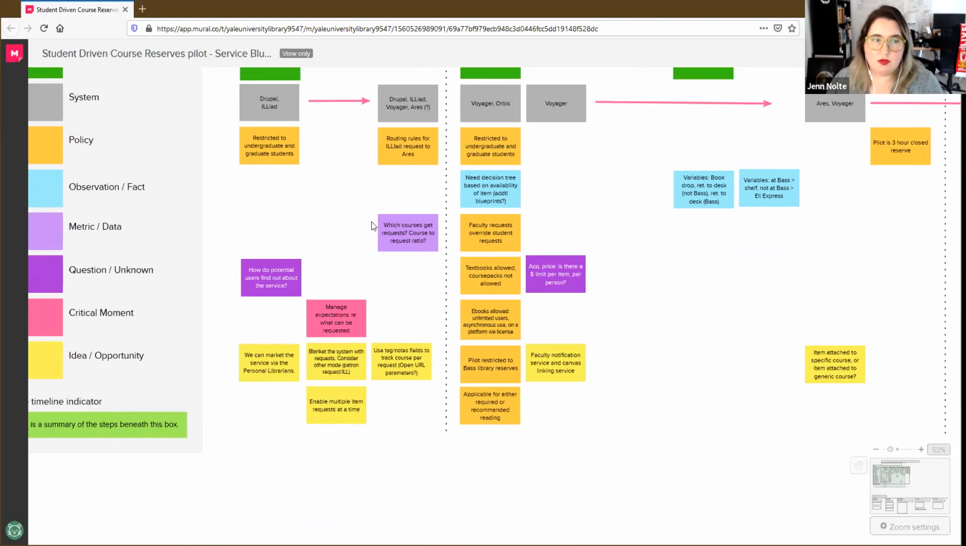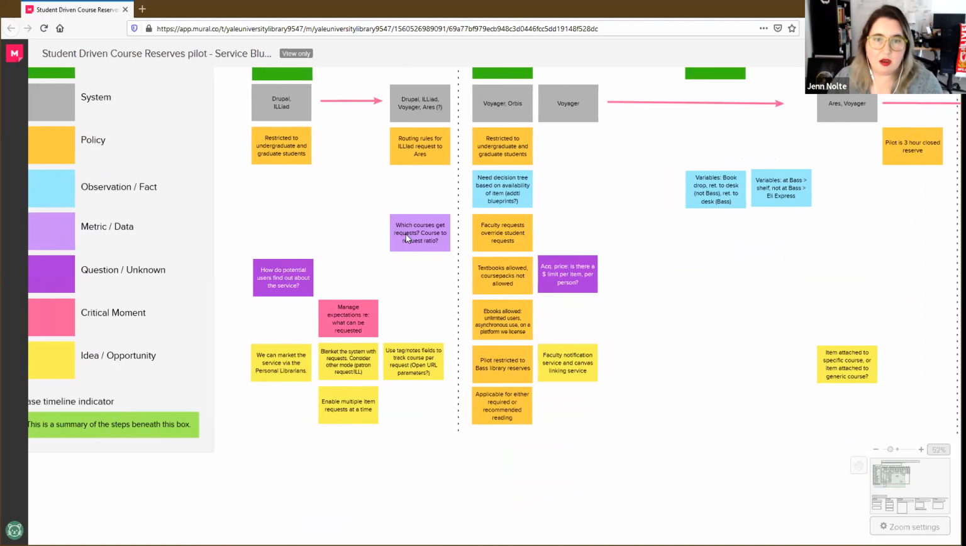Jumping down to the metric and data swim lane, can we measure, and again, remember, this is a service that didn't exist yet at the time that we made this blueprint. We wanted to note that it might be important to capture which courses get requests and what's the course to request ratio. So for what courses are people requesting textbooks, and what courses are people not requesting textbooks, and what is that ratio? A question: how do potential users find out about this service?